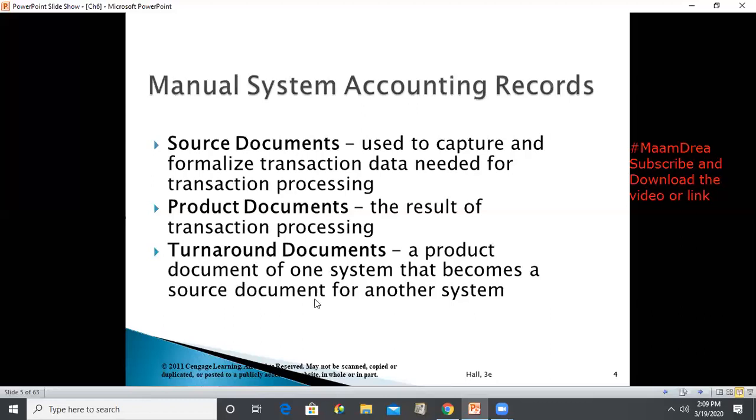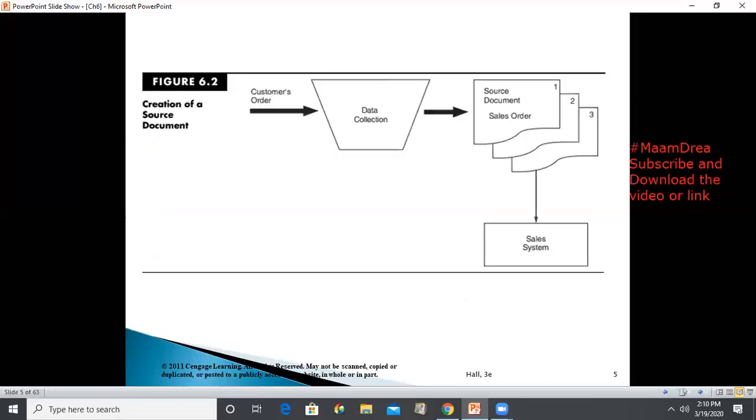Turnaround documents, on the other hand, are the product documents of one system that become a source document to another system. As illustrated, the customer usually receives a statement of account or a perforated two-part bill. One portion is the actual bill and the other portion is a remittance advice, which we remove and return to the company along with our check.